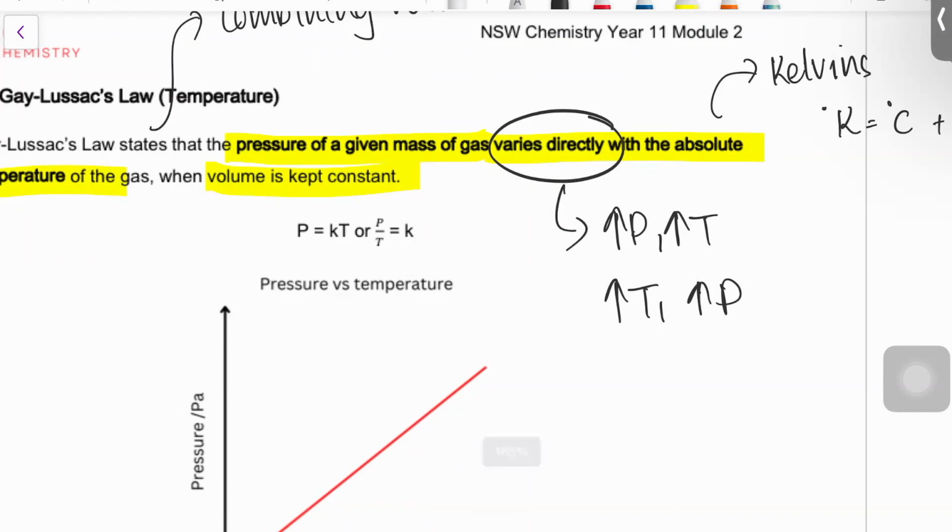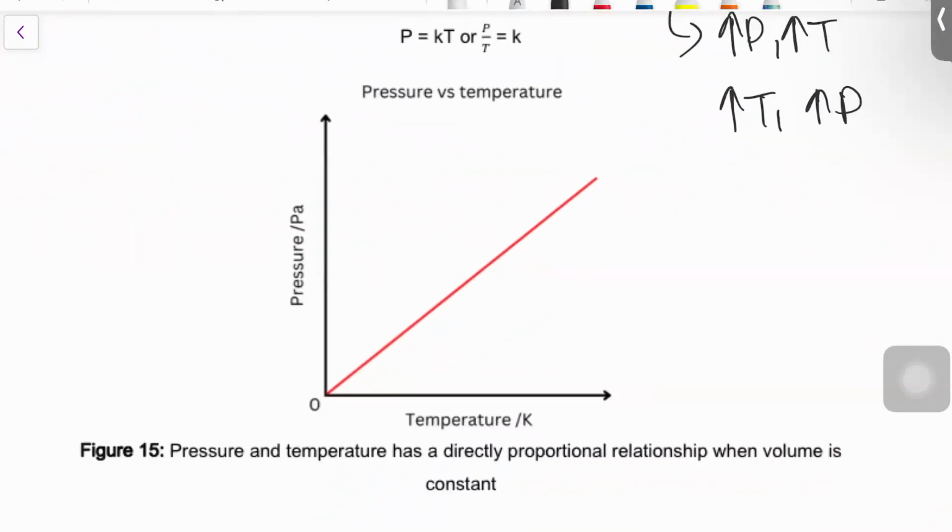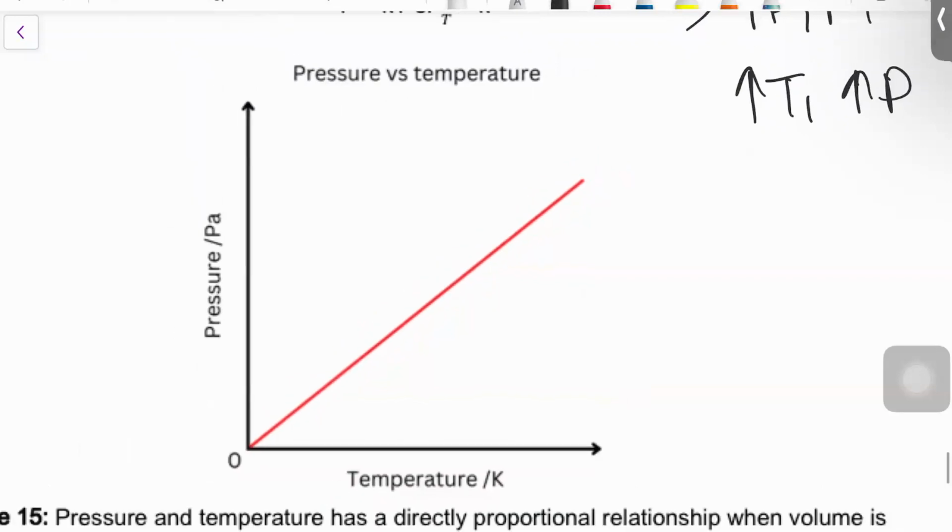If you wanted to represent Gay-Lussac's law as a graph, this is what it would look like. Temperature on your x-axis, pressure on your y-axis, or the other way, doesn't really matter.